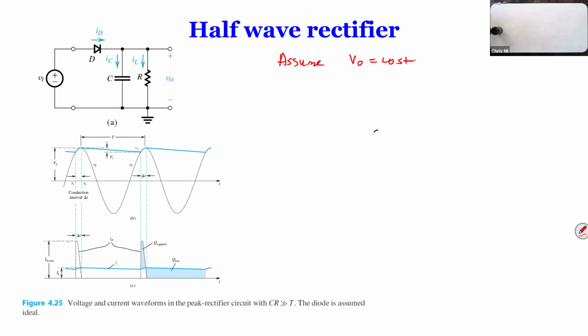Now you might say, okay, it is not constant. It actually drops a little bit down from the peak, but let's assume it's constant. Or at least we can assume there is an average at the output, right? So there's a maximum, there's a minimum, but overall, there's going to be some sort of average.